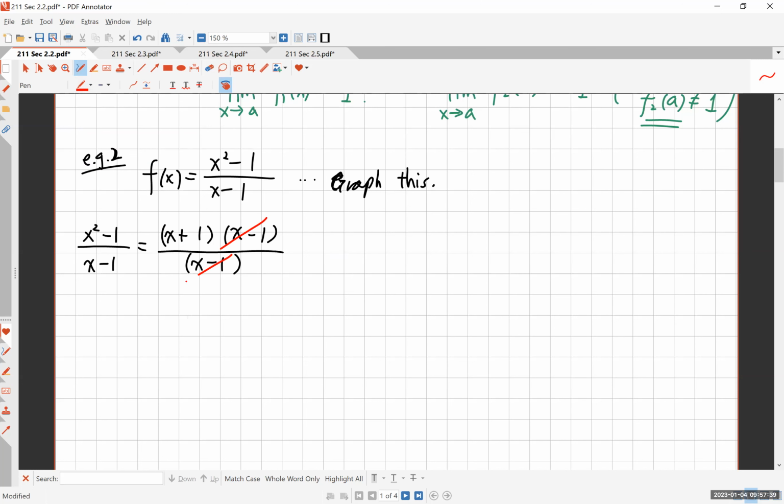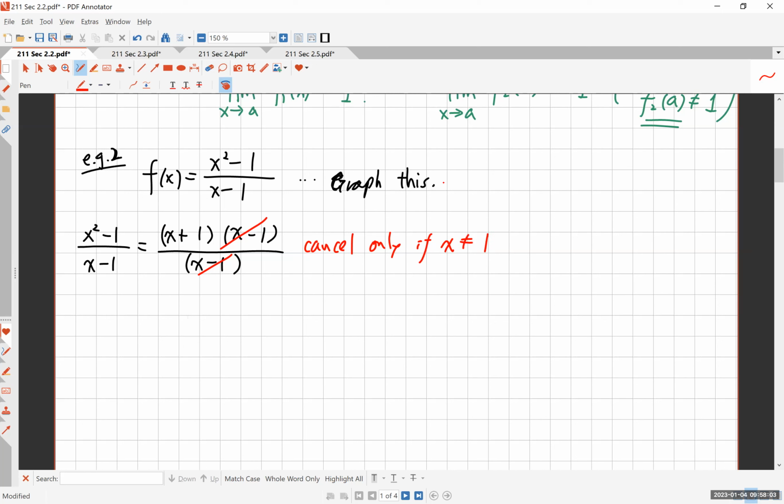Wait, can you? Well, you have to be careful here, right? Now, you probably learned you can do this. And the answer is, this basically reduces to x plus 1. And you're almost right, okay? But you can cancel only if what you're canceling is not 0, okay? So x can't be equal to 1.